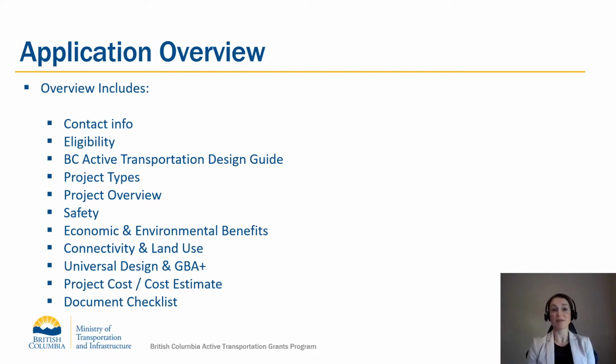Now, I will go through a step-by-step overview of the AT infrastructure grant application. I will go over contact information, eligibility requirements, project types, economic and environmental benefits, project costs, and more. We hope this process will be helpful to outline what is needed for the application and give some insight into the process.